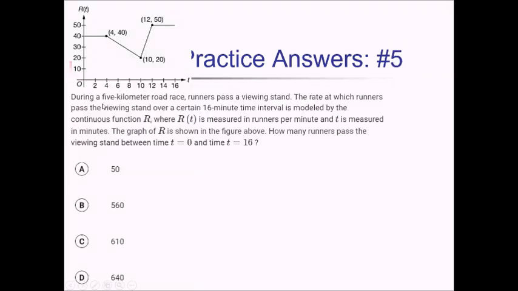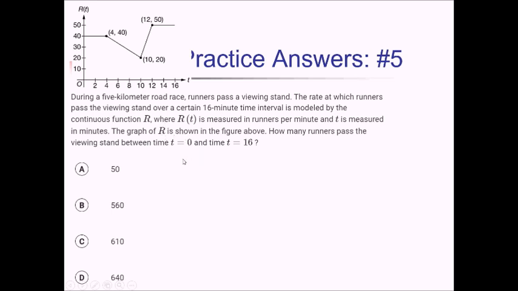For this problem, during a 5K, we have runners passing a viewing stand. The rate at which they pass this stand over a 16-minute time interval is modeled by the function R. So R is a rate of runners, and that's actually graphed up here. We just want to figure out how many runners pass the viewing stand between time 0 and time 16. To figure that out, we're going to need to integrate the rate at which runners is changing.